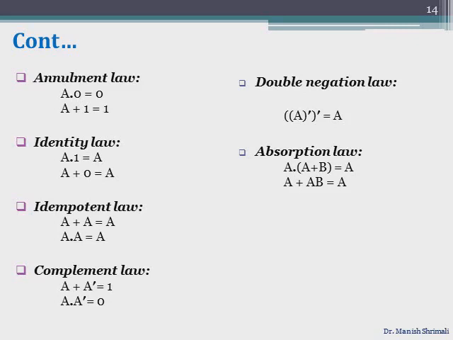The complement law says a plus a complement equal to 1 and a into a complement equal to 0. Now it can be proven again by taking the same method which we had discussed in the above laws. The double negation law: taking complement of a and then taking complement of the a complement will give you a. Then we have the absorption law. It says that a into a plus b will give you a, and a plus ab is equal to a.